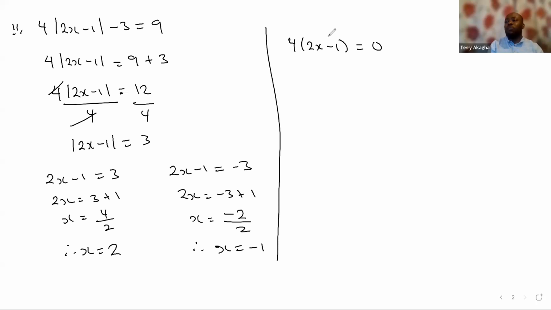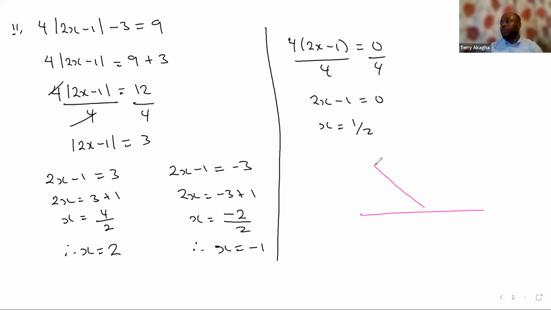Divide both sides by 4. So we'll now have 2x minus 1 equal to 0. Then x will be equal to 1 over 2. Take 1 to the other side and divide by 2. So if you want to draw the graph, we know that it's going to meet the graph at 1 over 2.